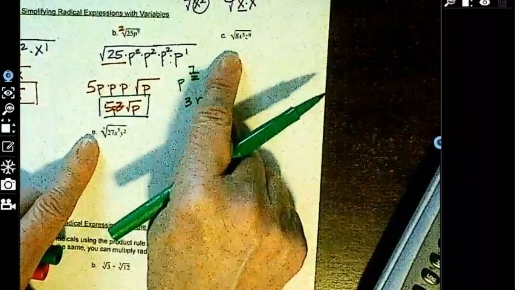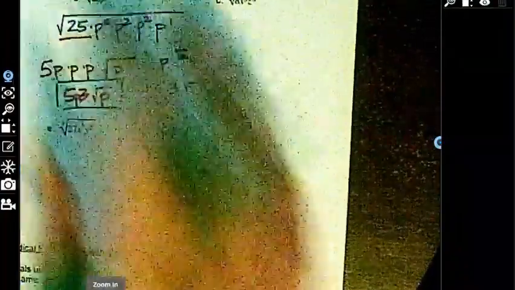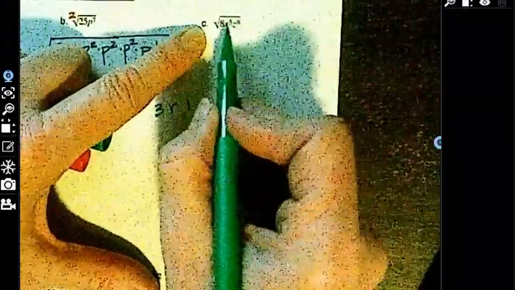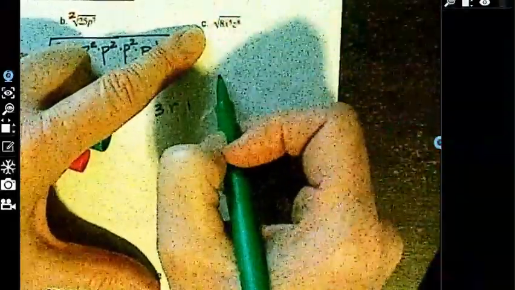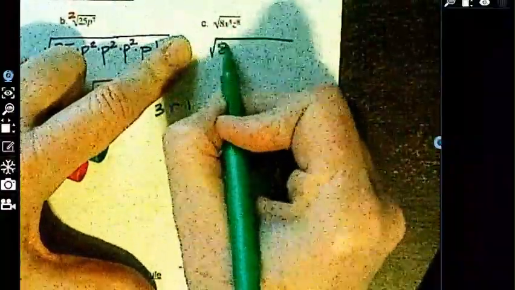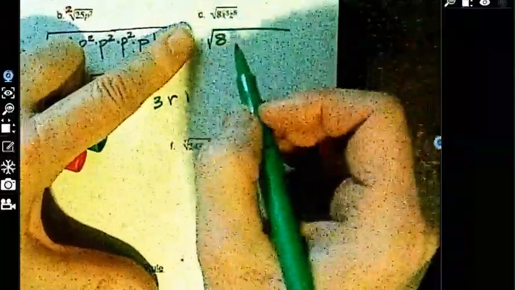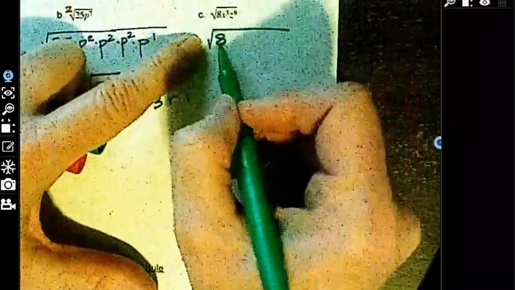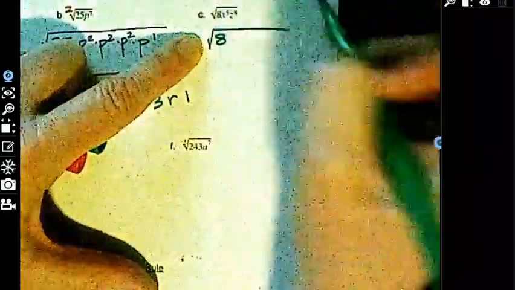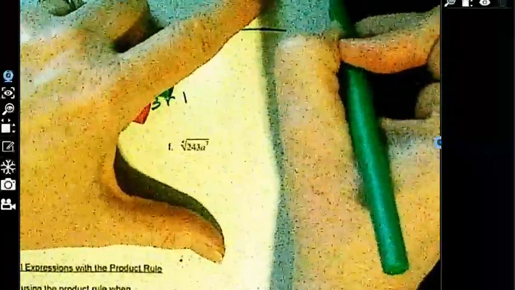Okay, looking at another problem. Let's see if I can zoom in a little bit because these are hard to see. We've got the square root, and we're going to break this up into factors that we know we can pull out. So we've got the square root of 8 x to the 5th. For the x to the 5th, let's take 5 divided by 2. What do we get? 2 goes into 5 twice with a remainder of 1.